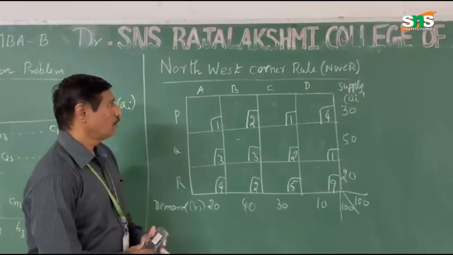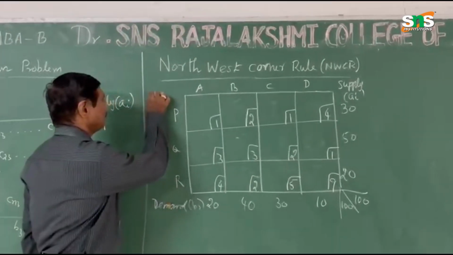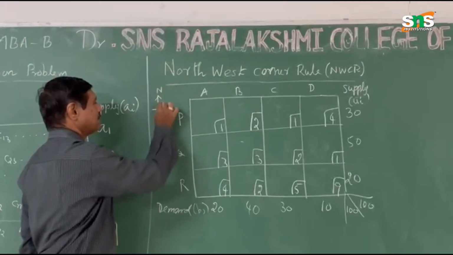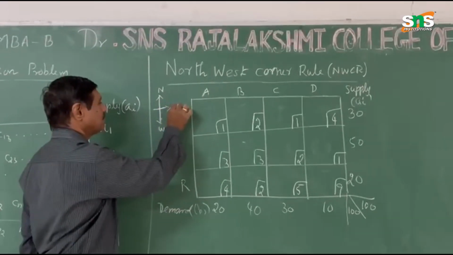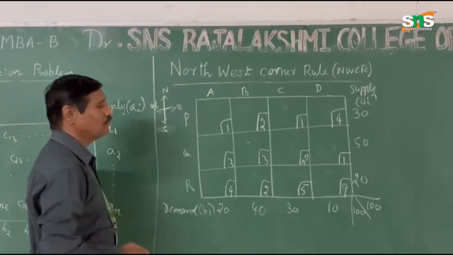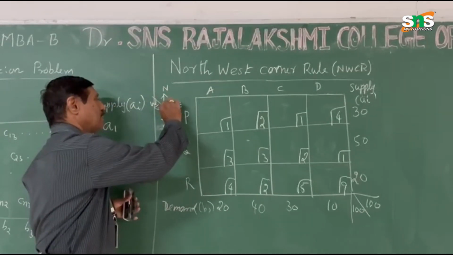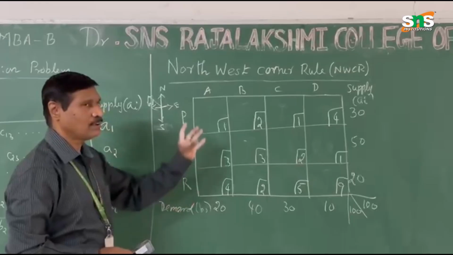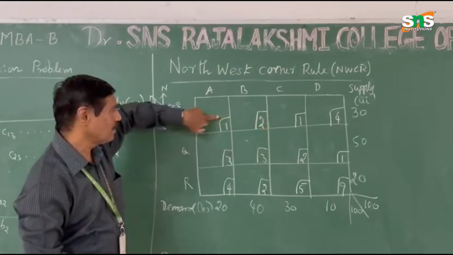Now apply the northwest corner rule along this order. The direction is north and west, east and west, south, north, south, east, and west. So this corner is called the northwest corner. Among all the cells, the northwest corner cell is this one.